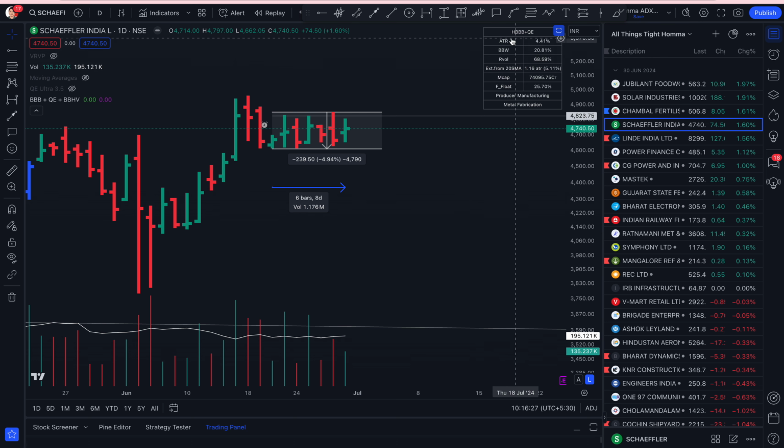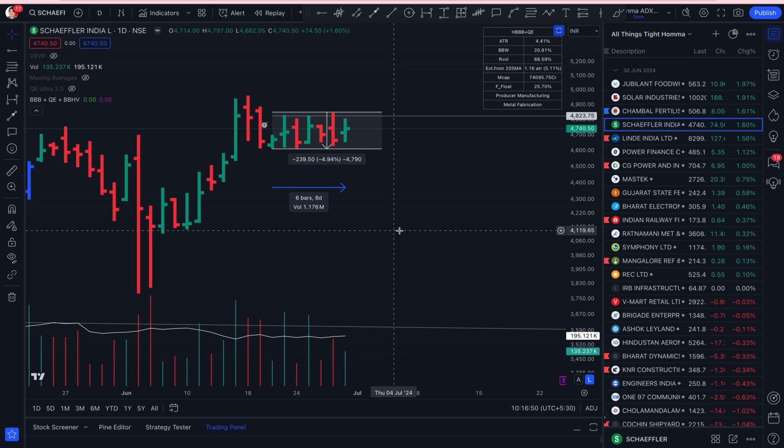ATR is average true range, so there is a word called average. Average of how many last days? I think what I plotted here is ATR for 10 days. So ATR 10 days is 4.41%. Now, what's the ratio of 4.41 divided by 4.94? It is very close to 1. So that is why this is tight.